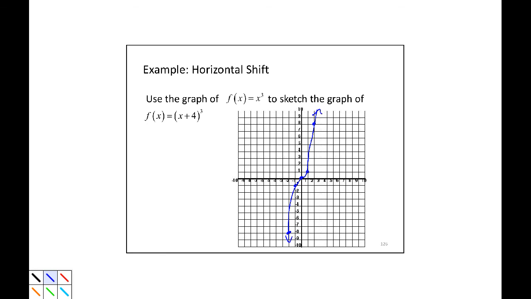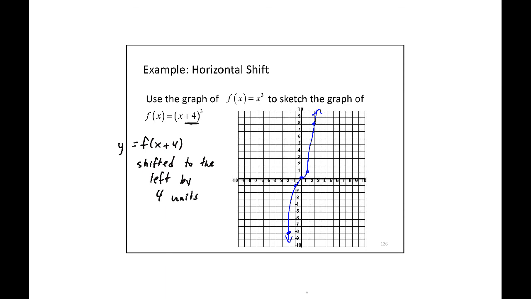Now (x plus 4) cubed, this is f of (x plus 4), which means our function is shifted to the left by 4 units. Which means, shift these to the left 4 units, will be now at -4, 0, -3, 1, -5, -1, -2, 8, and -6, -8. And that is the graph of (x plus 4) cubed.